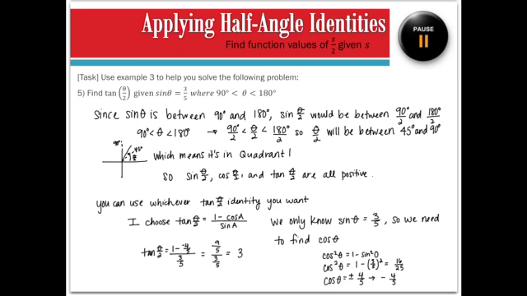So don't look at the answers, cover it up. Give yourself a second to actually try the problem of finding tangent of theta over 2 if you're given sine of theta is equal to 3/5, using example number 3. Just try it. You guys are smart, you can figure it out. So pause the video.